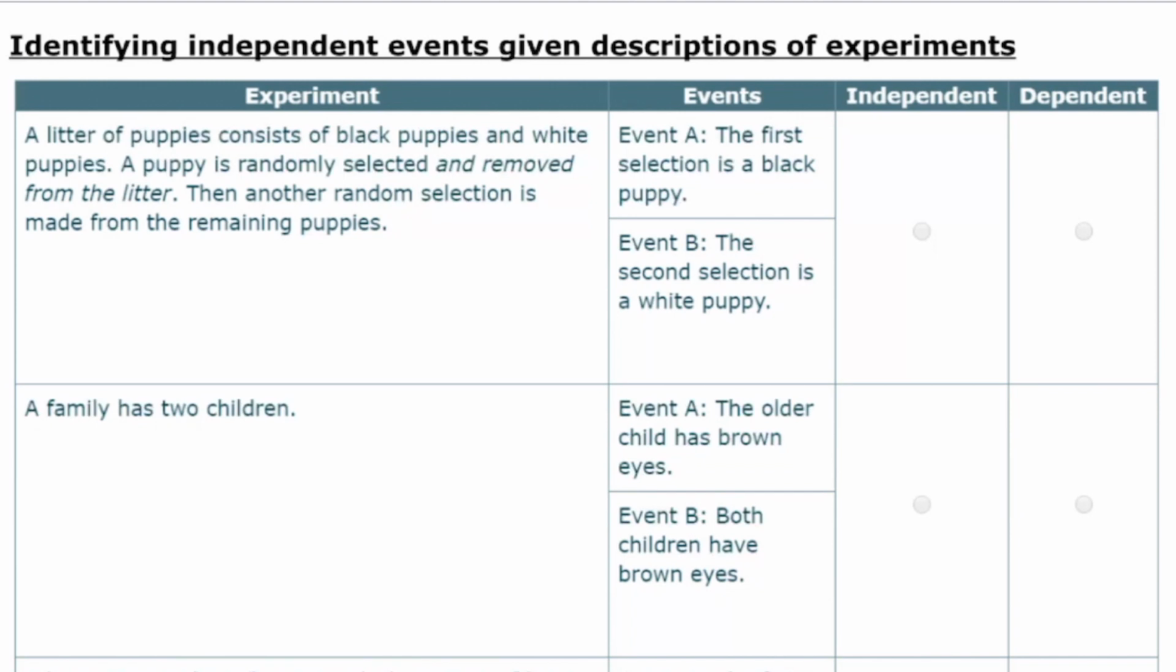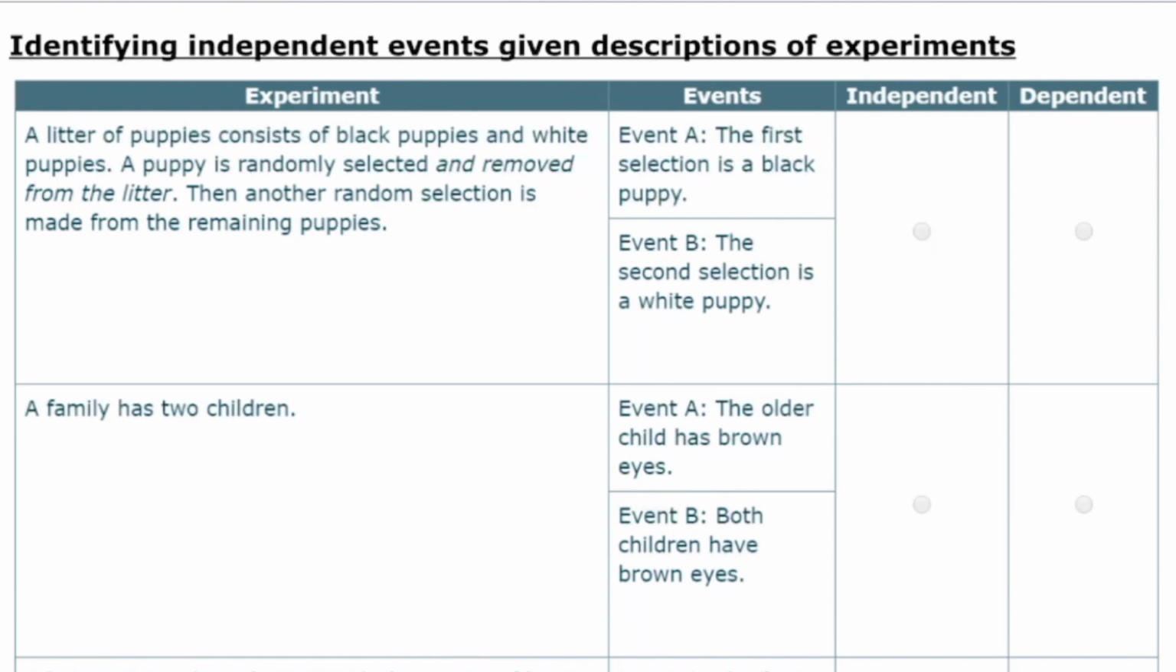In this lesson, we are going to identify whether or not two events are linked, one happening first and then one happening after. We're going to basically figure out if they're independent or dependent events. For example, is event B dependent upon what happens in event A?